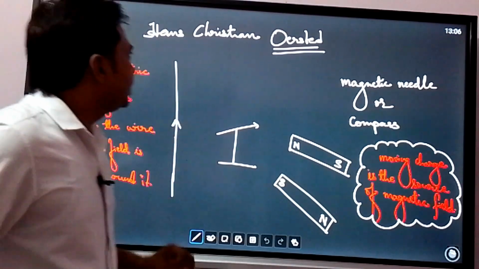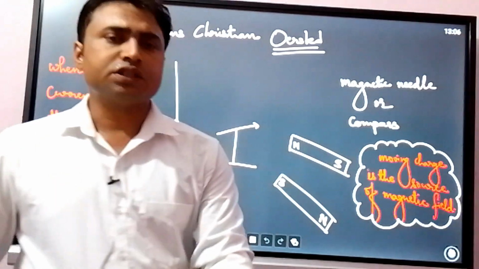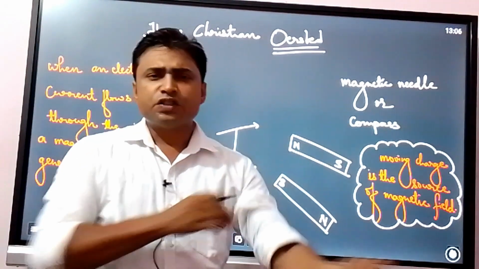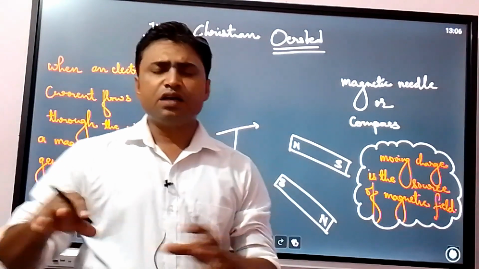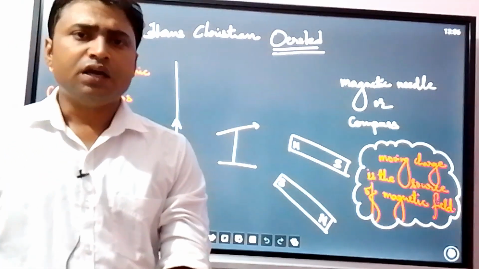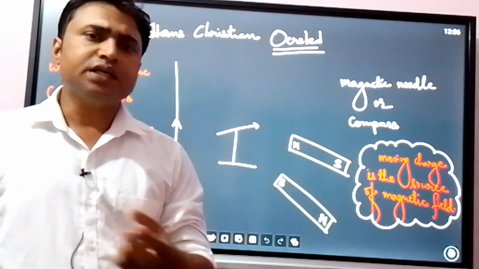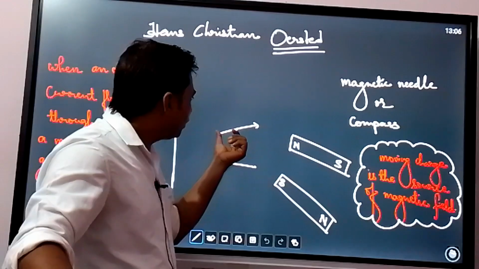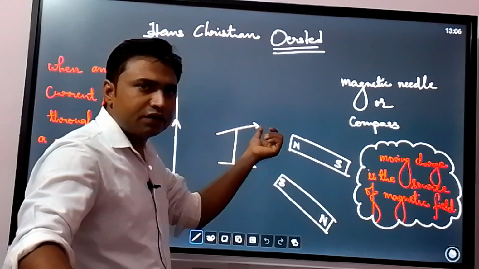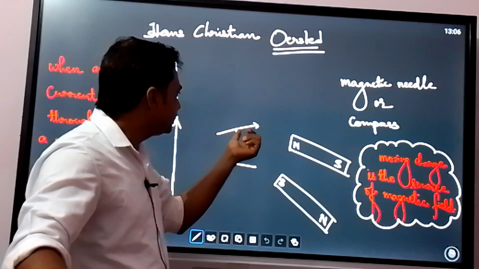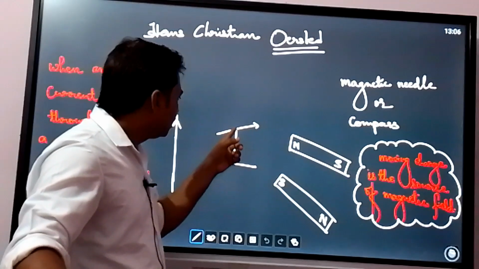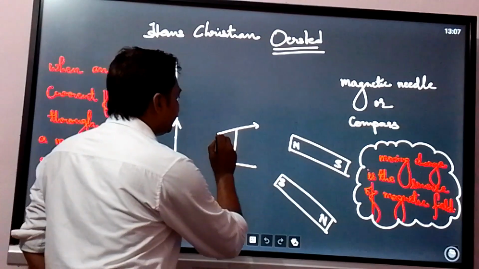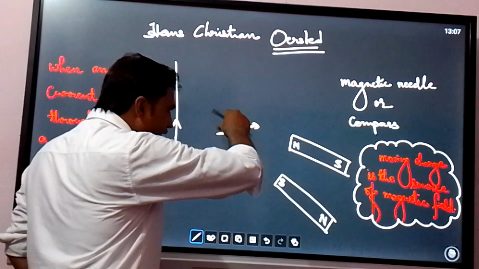The name of the scientist was Hans Christian Oersted. He was doing some experiments in his lab, and many tools were randomly distributed here and there. There was one compass needle in his laboratory also. A compass needle is made of magnet. A very thin needle is placed on a small rod, and this needle is free to rotate. It can freely rotate over it.